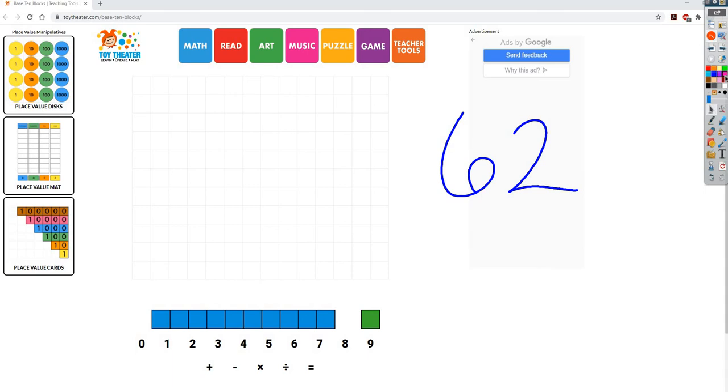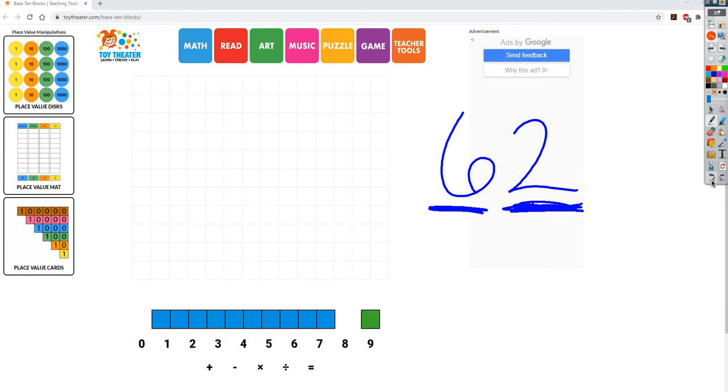I bet it tells me how many ones, because remember, ones are over here. These are the ones. And then these are the... Yeah, those are the tens. So this is the ones. All the way at the end over here is the ones. And then this is the tens.